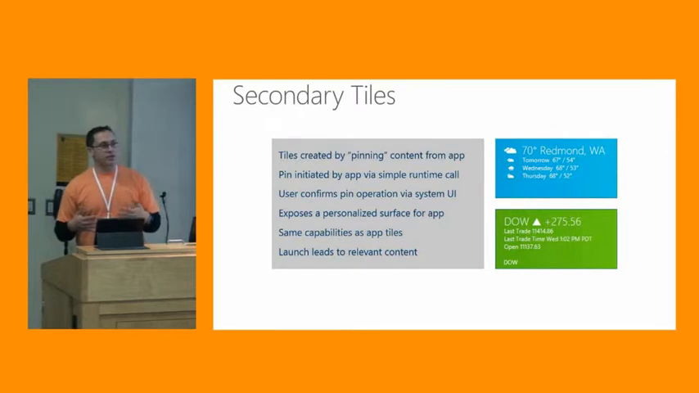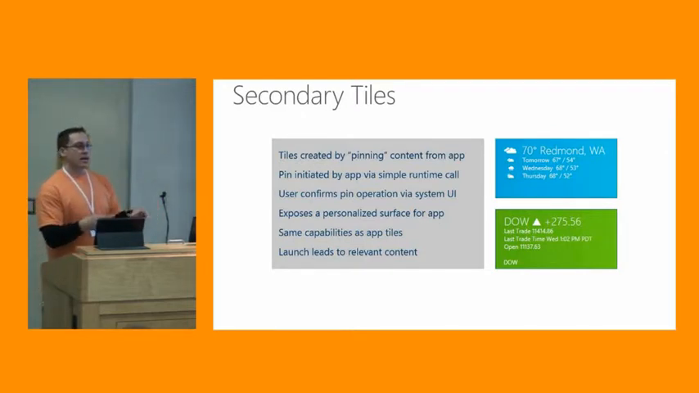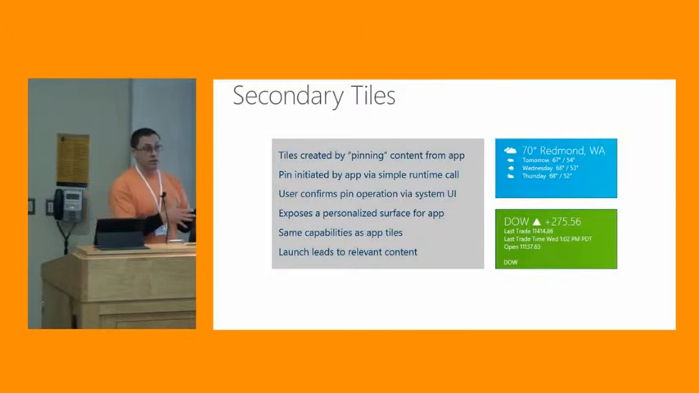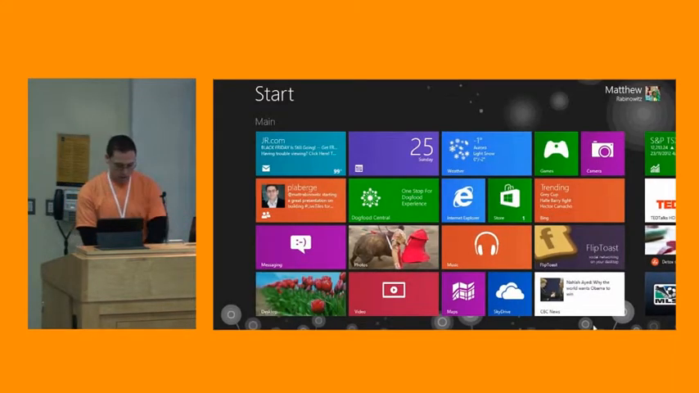So by allowing for secondary tiles, I can actually have them pin a specific tile to my desktop that really provides some contextual information to my app and allows them to launch the app with that contextual information, and then I can do what I want with it. So for instance, without describing it, let me show you what I mean.